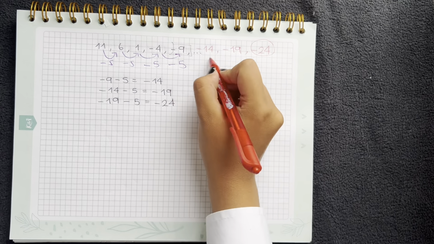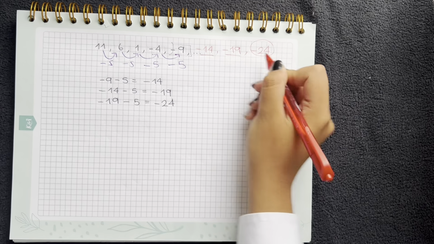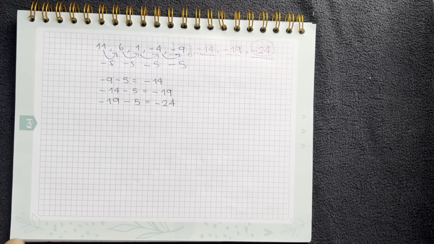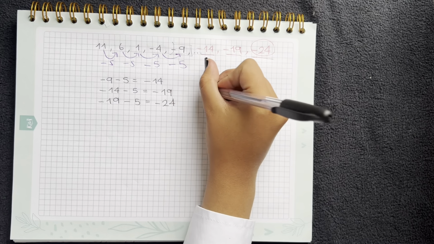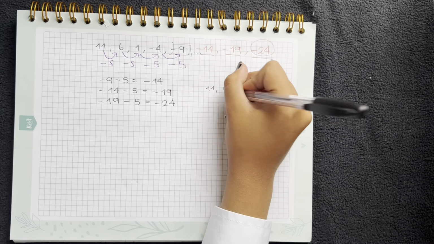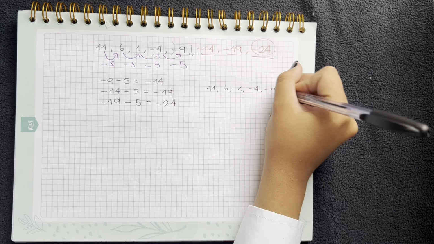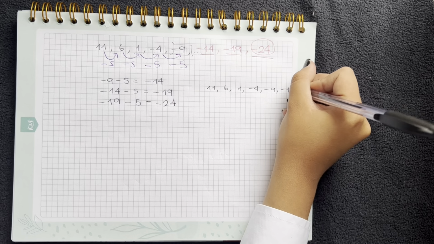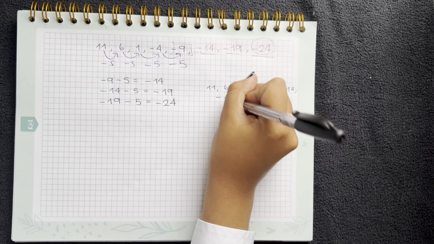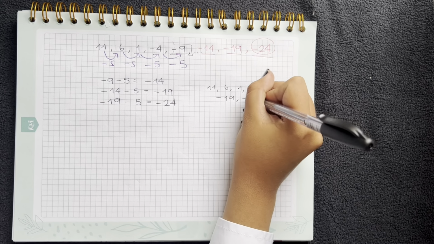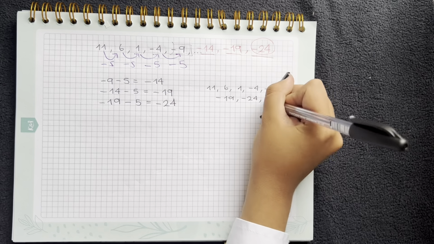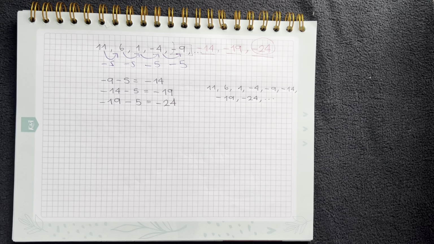So the three terms are minus 14, minus 19, and minus 24, leaving our sequence like this: 11, 6, 1, minus 4, minus 9, minus 14, minus 19, and minus 24, and that will continue and so on.